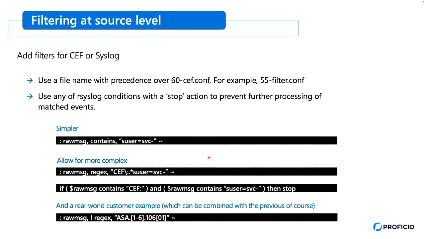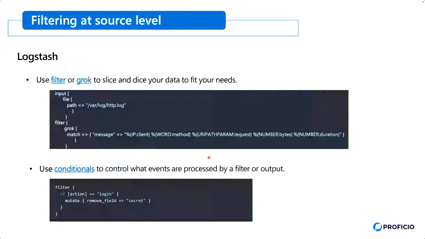We can also use filters at the syslog or CEF message level. Those are just examples of how we can filter out what is not required for the SOC to analyze, and that's how we can optimize log flow ingestion. Logstash. I love Logstash. Logstash is something that can really make a difference.